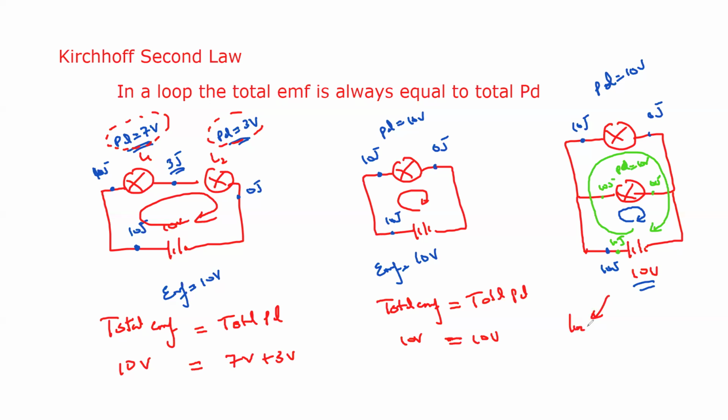So when we have a parallel circuit, we take loops: the total EMF in loop 1 was 10 and the total potential difference is also 10. The total EMF for the second loop is 10 and the total potential difference will also be 10. So according to the second law, the total EMF will always be equal to the total potential difference, irrespective of the number of components connected. The total PD will always equal the total EMF, the electromotive force.